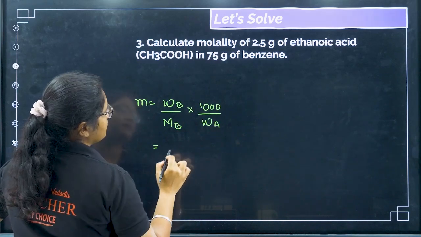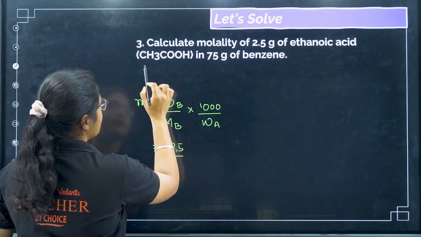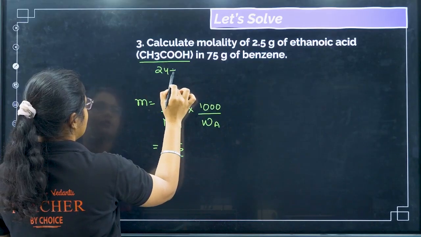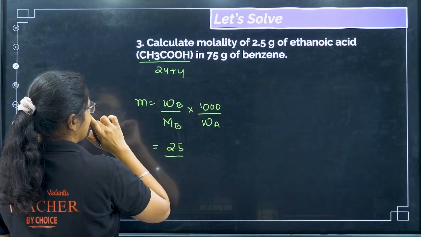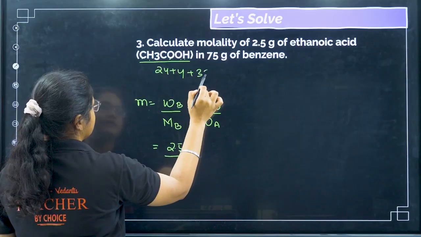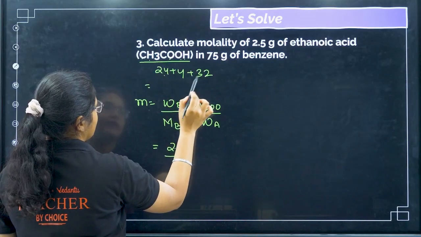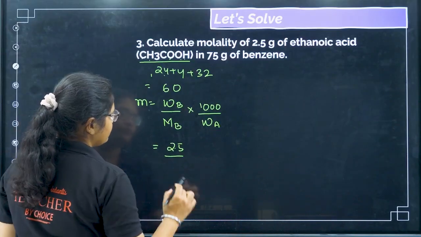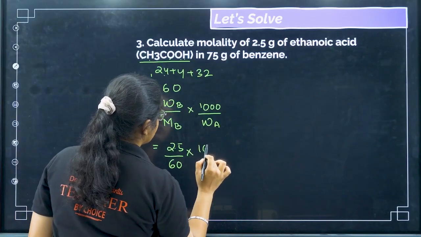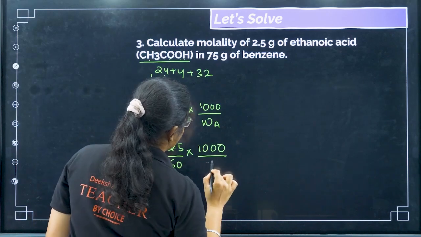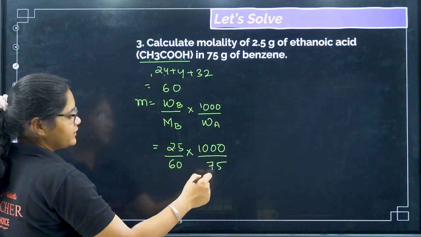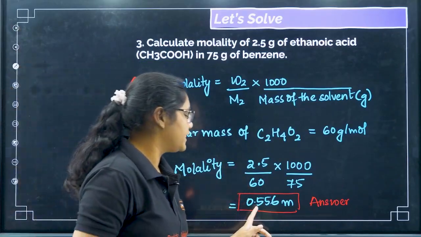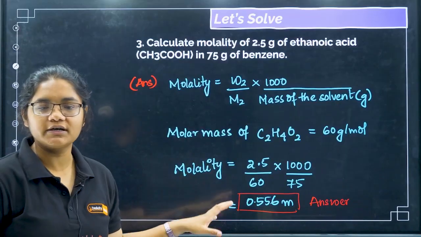Now what is WB? 2.5. What is the molar mass? CH3COOH. Carbon 12 plus 12, 24. Plus 4 is 28, plus 32 for the oxygens, so the molar mass is 60. So 2.5 by 60 into 1000 by WA, which is 75. If I solve this, whatever you get, that is your molality. I have already solved this. You will get 0.556 molal of the solution.